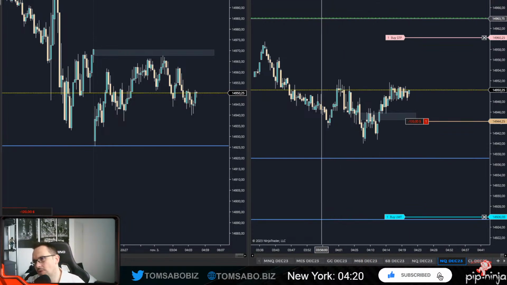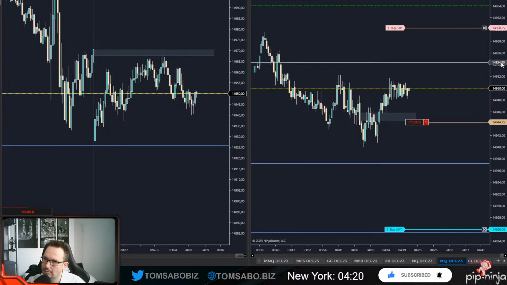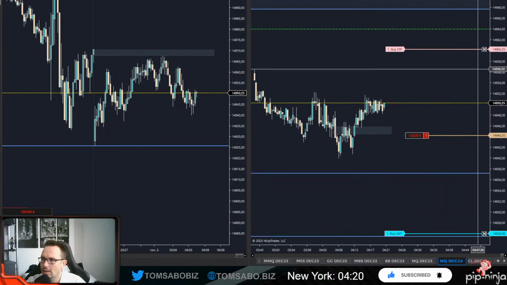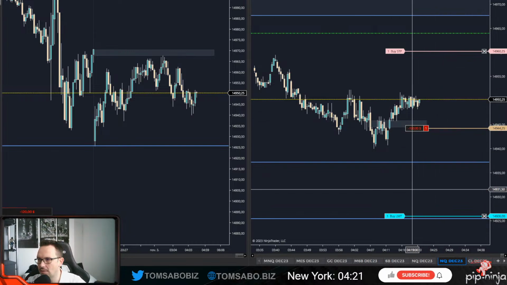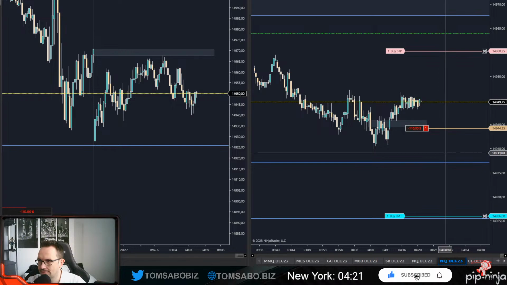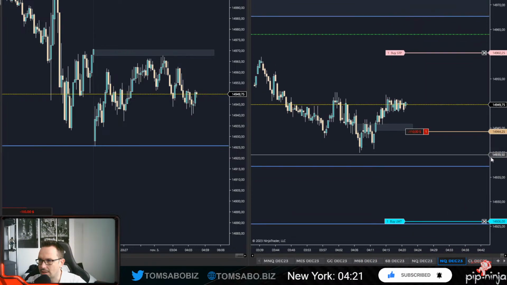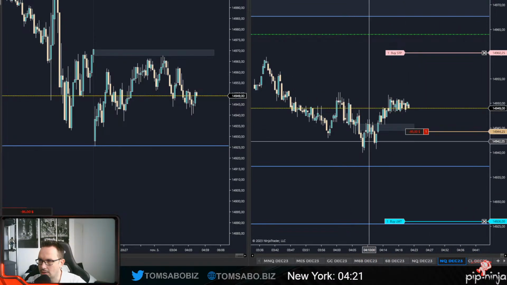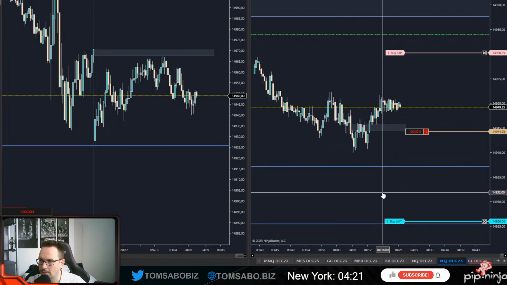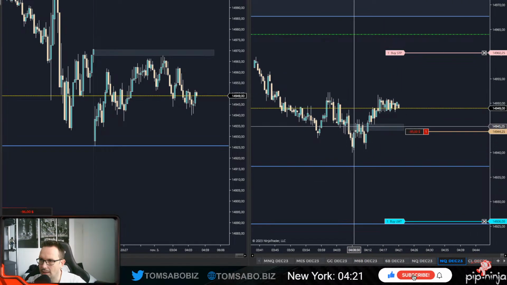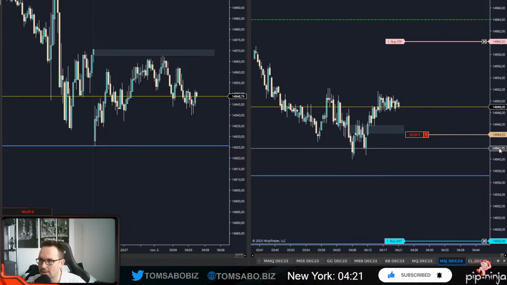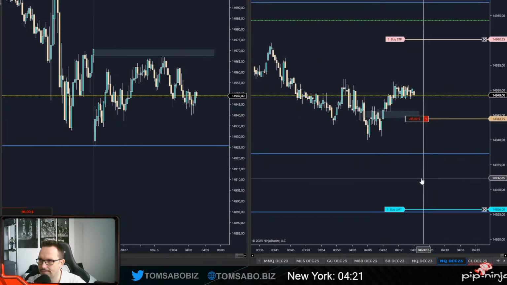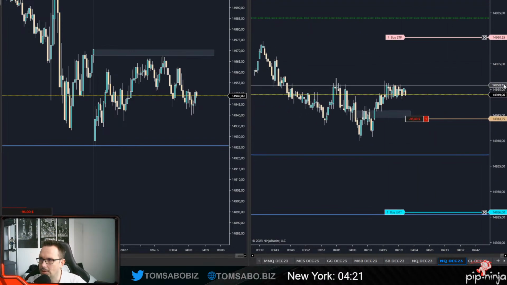I don't like this ranging. I think I have to close this one. As much as I would like this to go in my favor, I think I just have to close it. Like a spike down to take out that 15-minute. And I had my insy pinsy fair value gap here on the 30-second, so I jumped in a little bit too early.